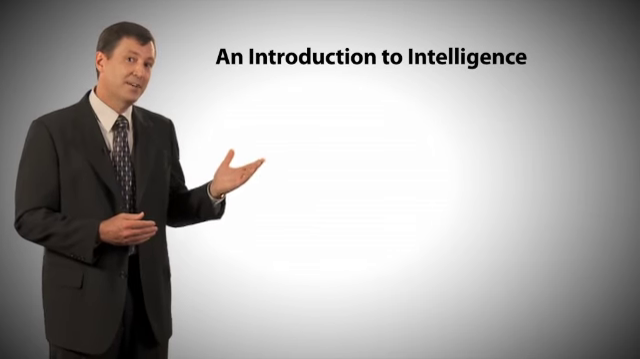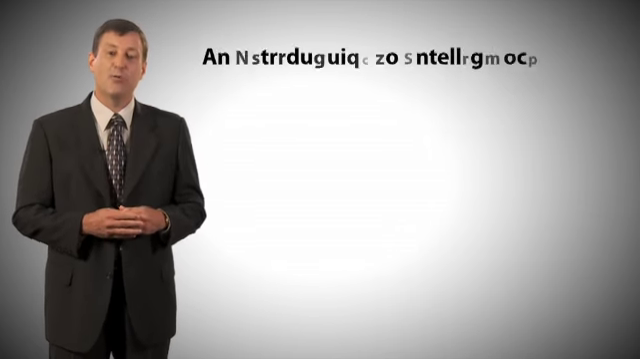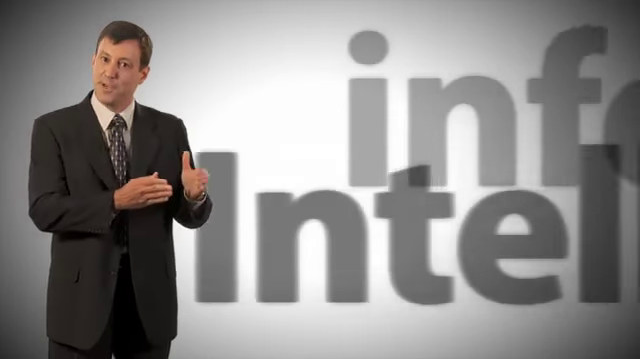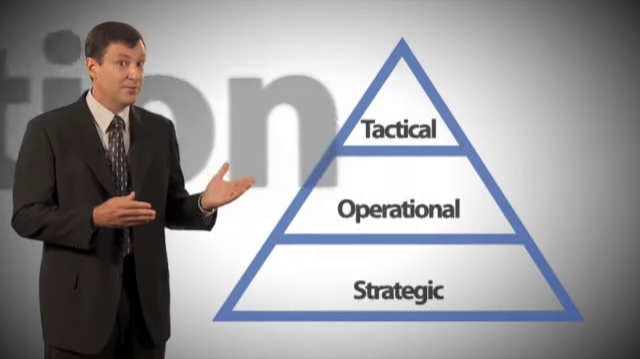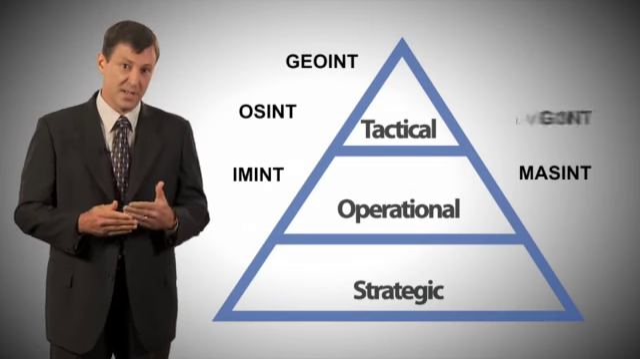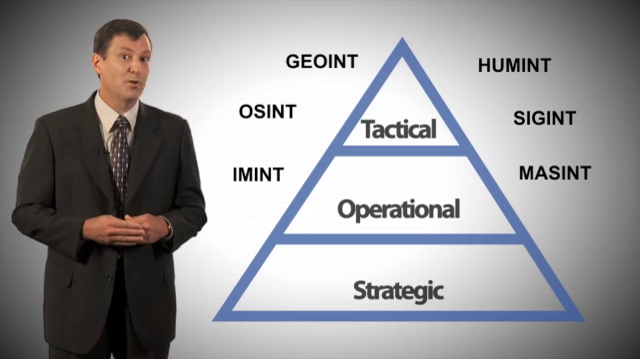In Part 1, an introduction to intelligence, I'll explain the fundamental difference between information and intelligence. I'll go on to explain some of the characteristics, the 3 levels, and the 6 core intelligence disciplines, or what some call sources of intelligence.